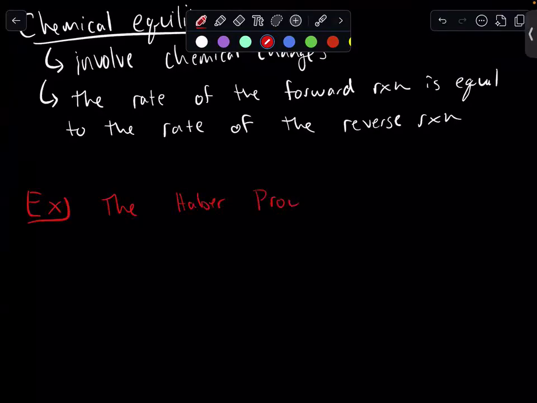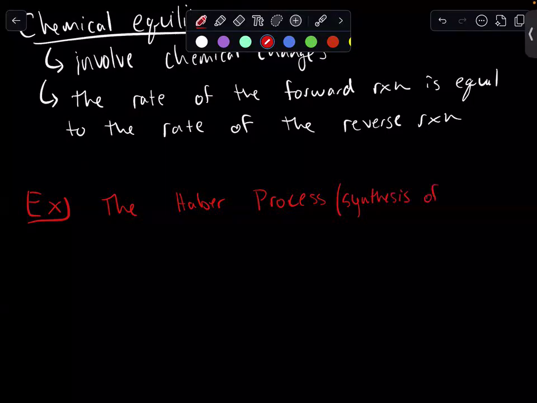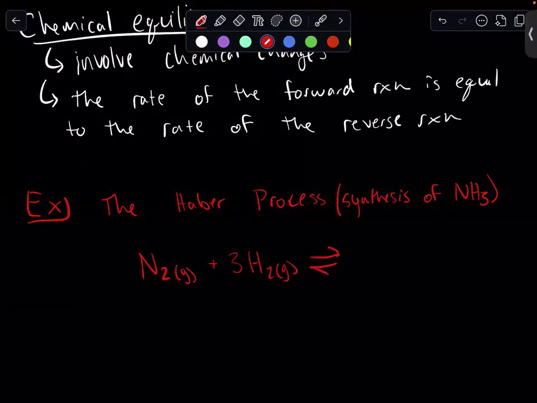The reason this is so important is because this allowed us to produce ammonia, which is very important for crops. It's very important for different industrial usages. The production of ammonia is a very, very important process to the world we live in today. This is the synthesis of NH3, ammonia. So when we look at this equation, we have nitrogen gas reacts with 3 hydrogen gas to produce 2 ammonia molecules, also gaseous.